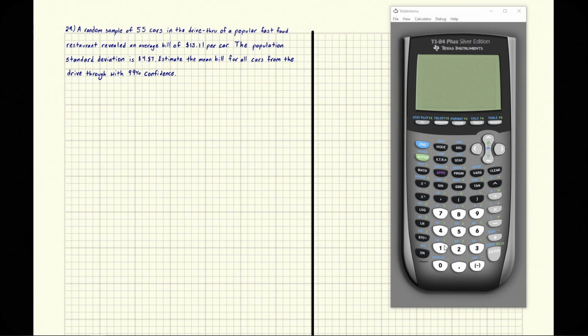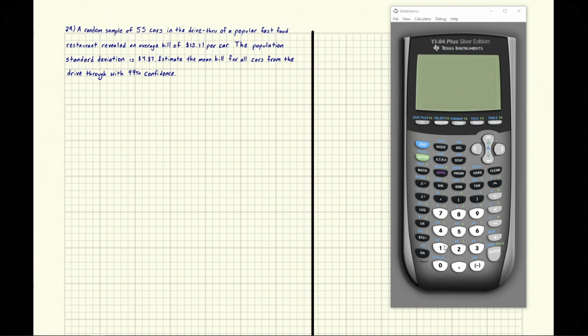Eric Burgess here. A random sample of 55 cars in the drive-thru of a popular fast food restaurant revealed an average bill of $13.11 per car. The population standard deviation is $4.87. Estimate the mean bill for all cars from the drive-thru with 99% confidence.